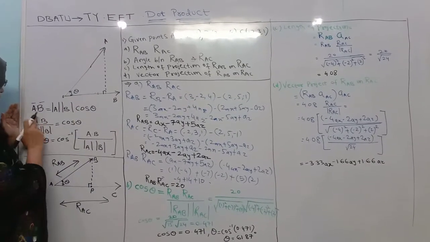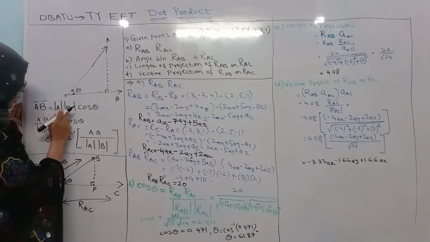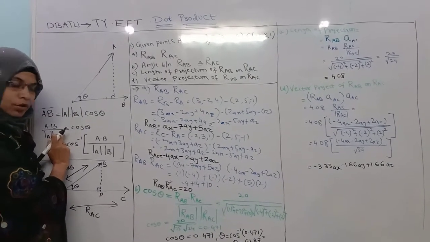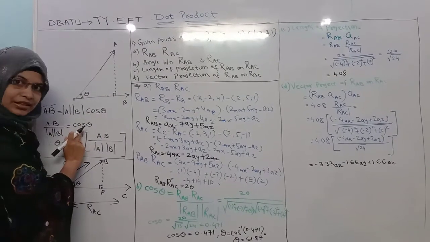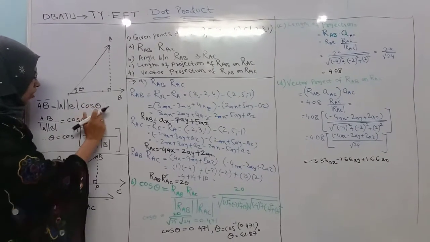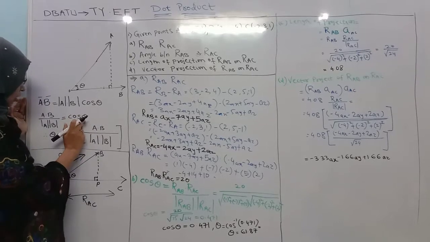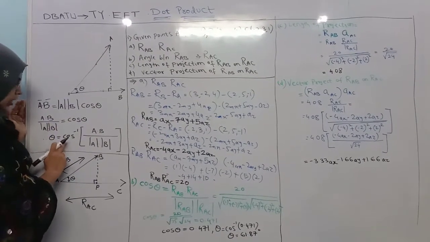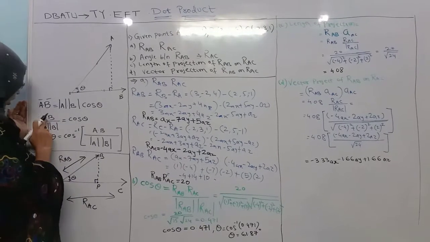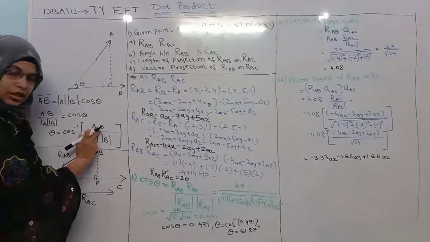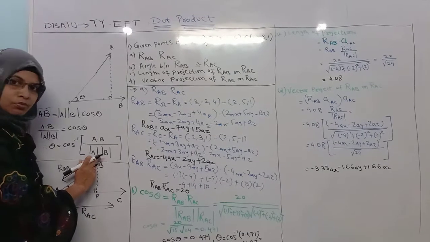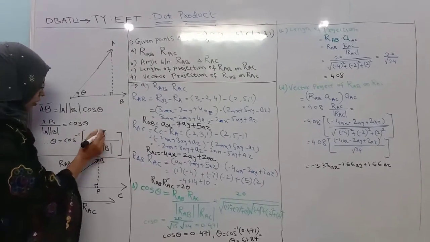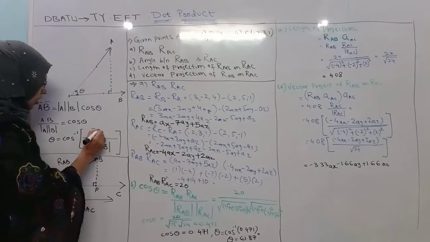Now pay attention here. A dot B stays as it is, and this term will come into the denominator: A dot B divided by mod A dot mod B is equal to cos theta. Now focus on our intention, to find this theta. So theta is equal to cos inverse of A dot B divided by mod A dot mod B. These are the magnitudes and these are the vectors. You may take it like this also, it doesn't matter.